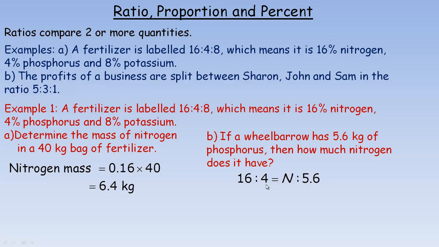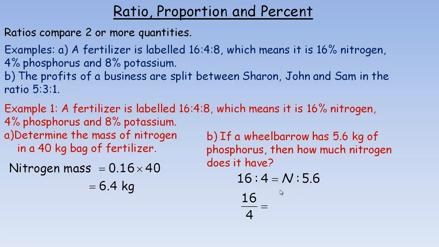Notice that the phosphorus is the second number in the ratio, so it's the second number in the ratio over here. This is the ratio of the two things. This is going to be the actual masses, which have to be in the same ratio. So 5.6 goes second, and N represents the amount of nitrogen. Now there's more than one way to solve this. I'm going to show you a couple, actually 3 altogether.